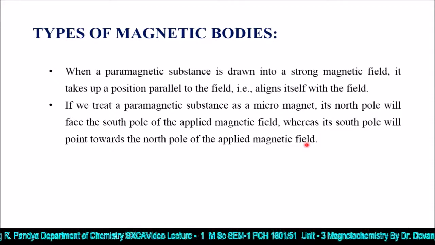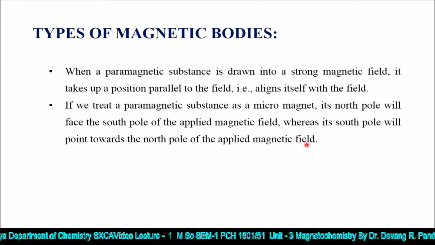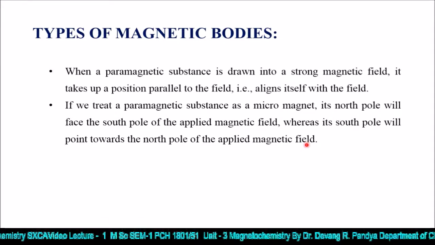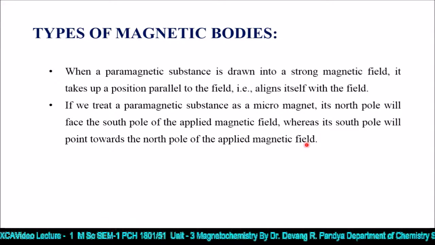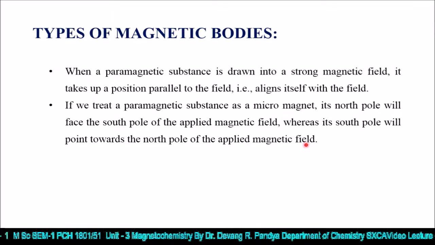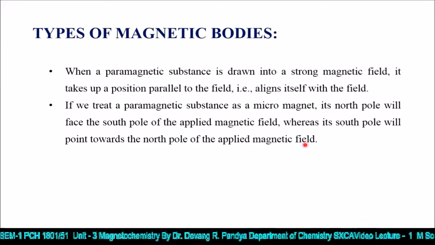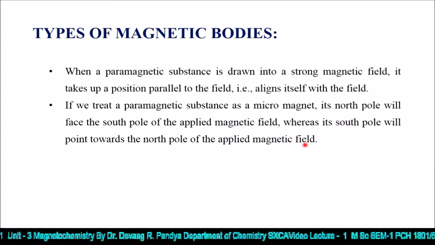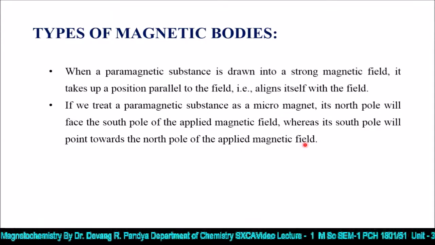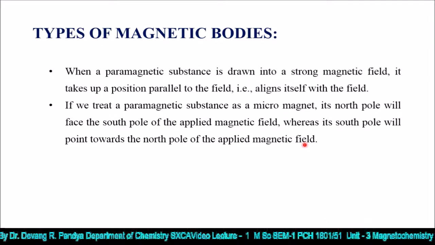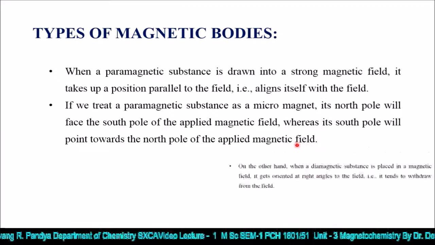As you know that opposite poles attract each other, and as a result, when we place a paramagnetic substance into an applied magnetic field, then the south pole of the paramagnetic substance is attracted towards the north pole of the applied magnetic field, and the north pole of the paramagnetic substance is attracted towards the south pole of the applied magnetic field.